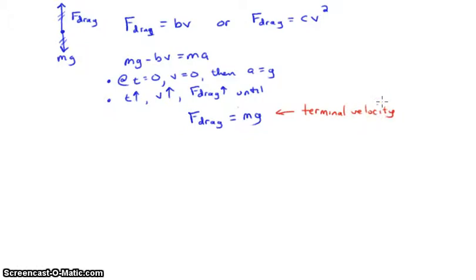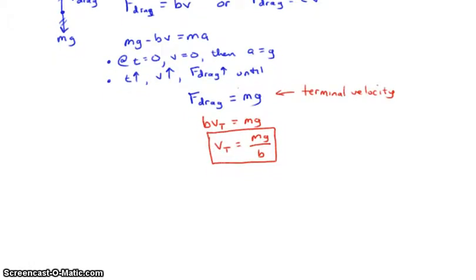And how do you solve for that? It's actually pretty straightforward. We're using bv, I'll write it as v sub t now, equals mg. So in this case, terminal velocity equals mg over b. Whatever that constant is, it all depends on how you're modeling this particular fluid flow.